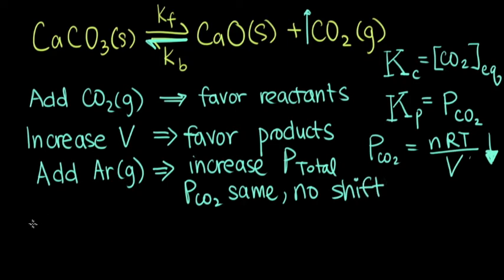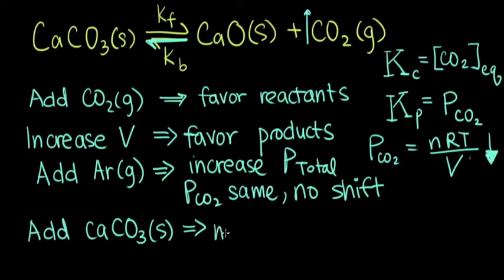What happens when we add more calcium carbonate? That's our starting material, and it is a solid. Our equilibrium expressions are determined by our CO2 concentration. So adding more calcium carbonate, which is a solid, isn't going to perturb our reaction from equilibrium. Our reaction is still going to be at equilibrium, and we will get no shift in concentrations.